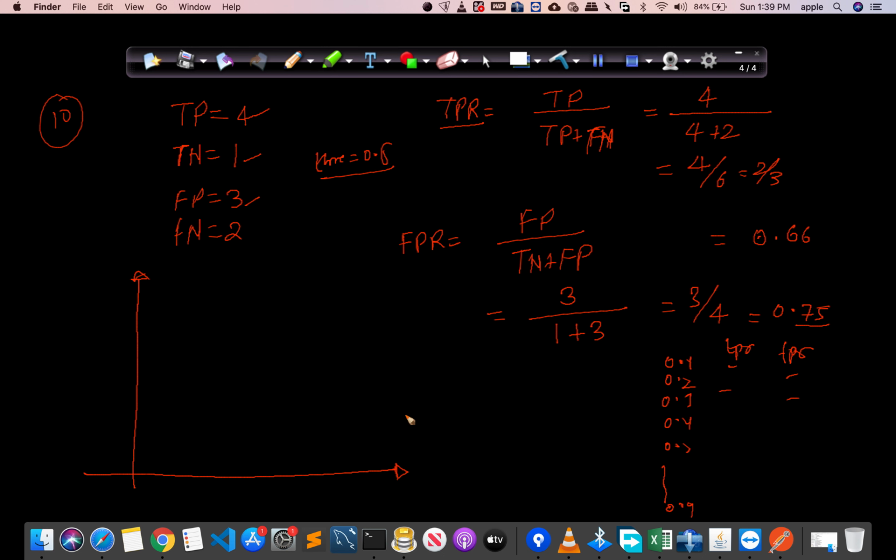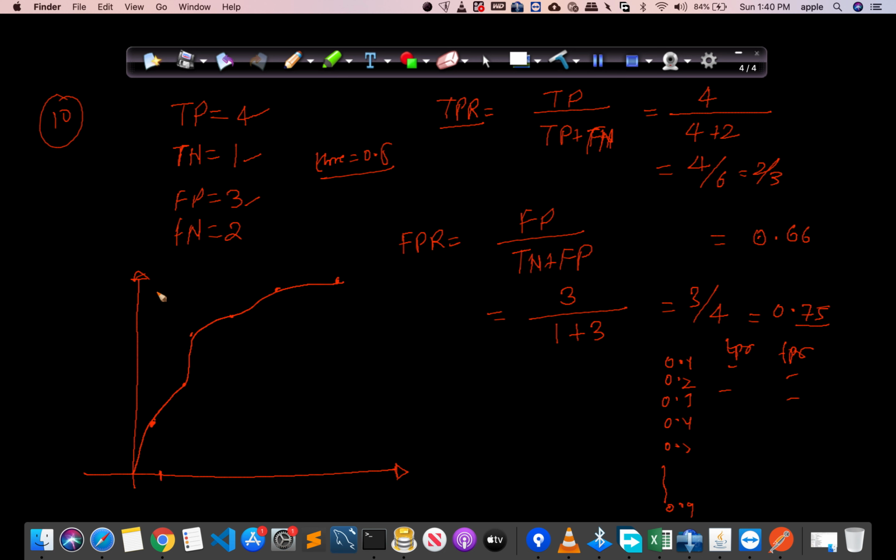So what you have to do is, for every false positive rate, you have to plot the true positive rate. So you will get a point here corresponding to the false positive rate. You can get a point here, and here, and here. When you connect these, you will get a graph.